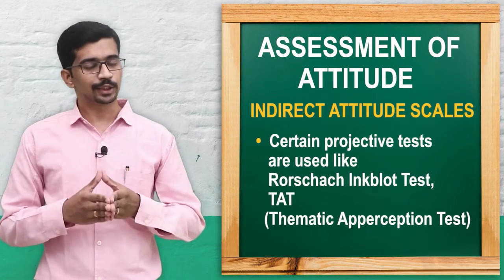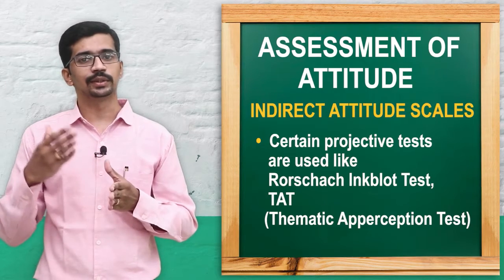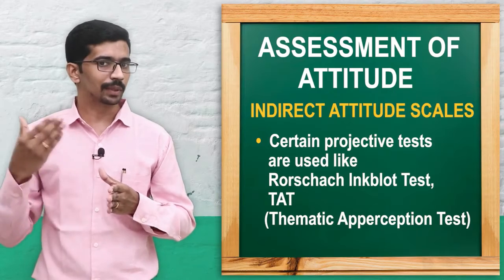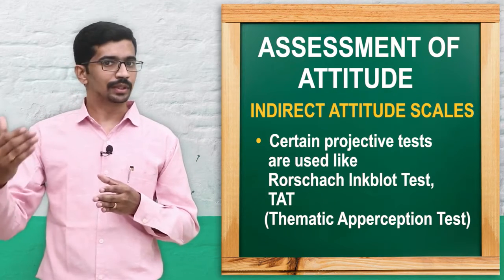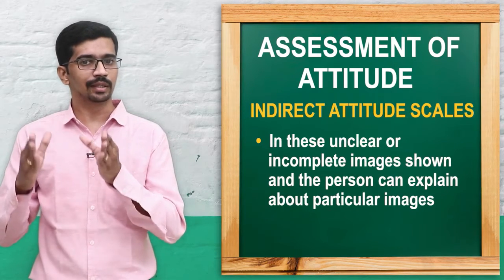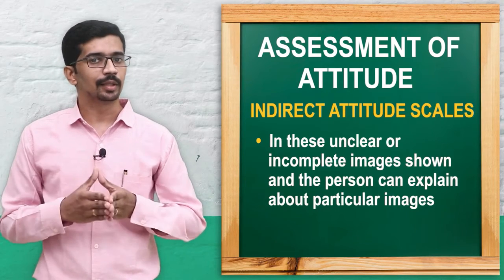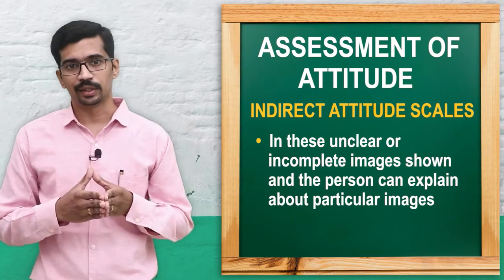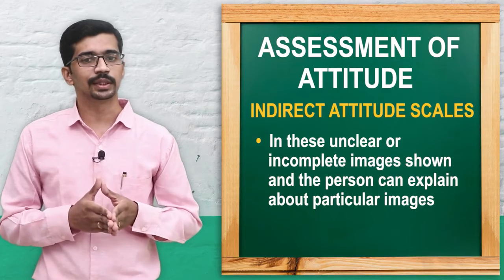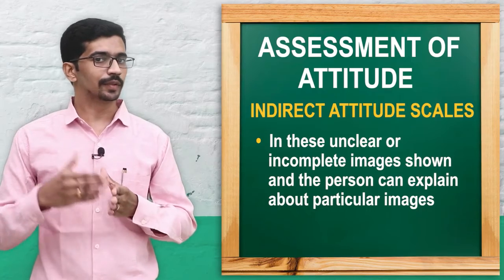And there is an indirect assessment of attitude. Usually we go for certain projective tests. There is the Rorschach inkblot test, where different images related to the attitude are shown and the person explains them. We also have the Thematic Apperception Test, which contains unclear or incomplete images related to a certain idea, and the person explains regarding that. So indirectly we are assessing attitude. The Rorschach inkblot test and the Thematic Apperception Test are used as indirect methods of assessment of attitude. So these are the different types of assessment of attitude.